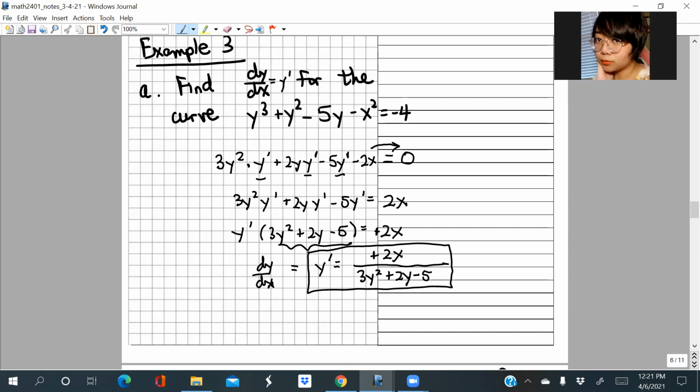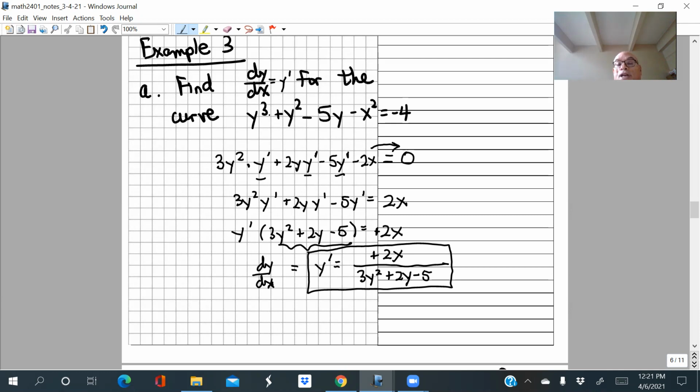Now, that's a little bit confusing, right? What is the derivative of y with respect to x? Well, we don't quite know what it is. So we're just going to write down our symbolic name for the derivative of y with respect to x, which, remember, is y prime.